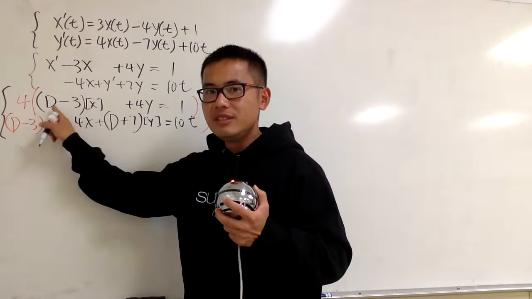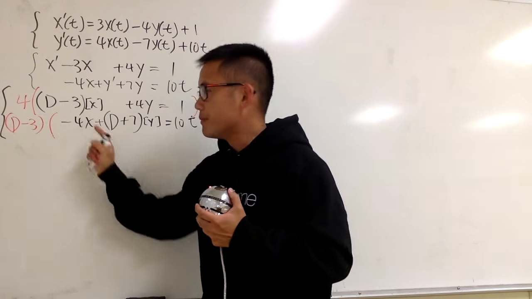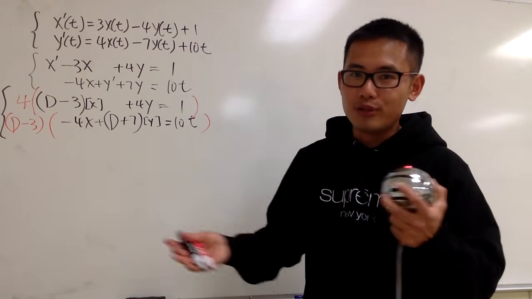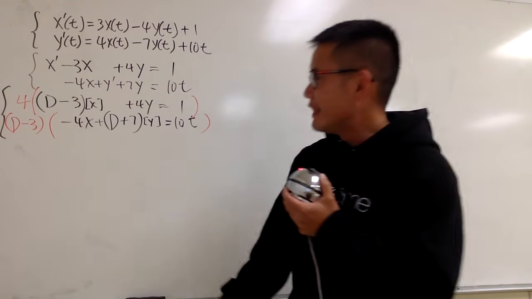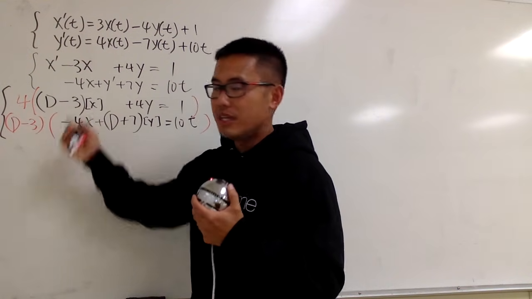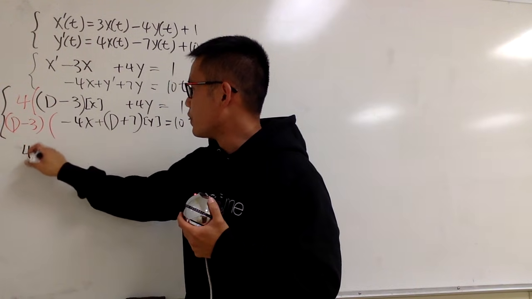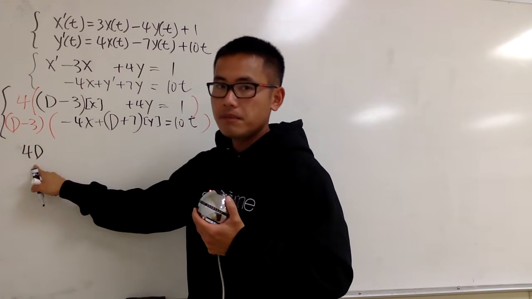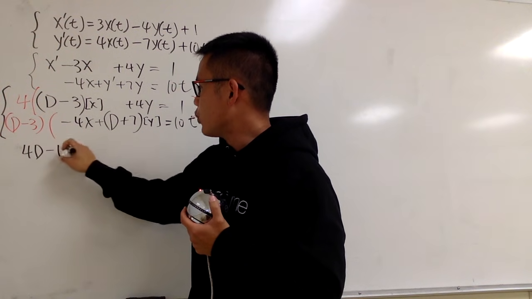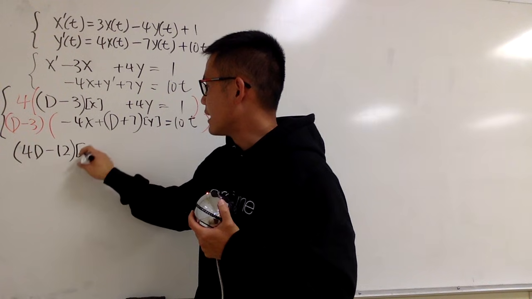And the beauty of using the capital D notation is that whenever we have all this right here, if they're just constants, then they just work like regular polynomials. That means I can multiply 4 and d together, and it becomes 4d. Okay, 4 times d is 4d. And then I have to distribute 4 into this as well, so it becomes negative 12. And now this is the new operator acting on the x.